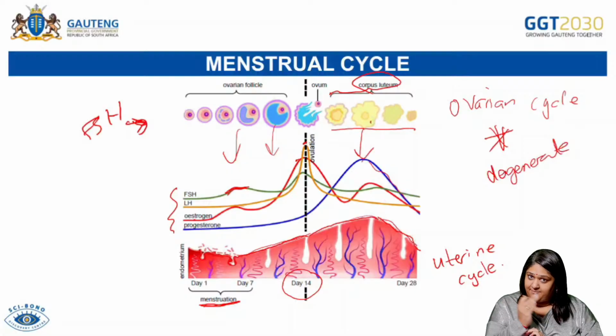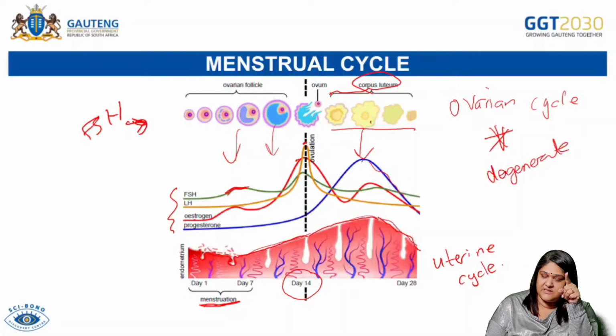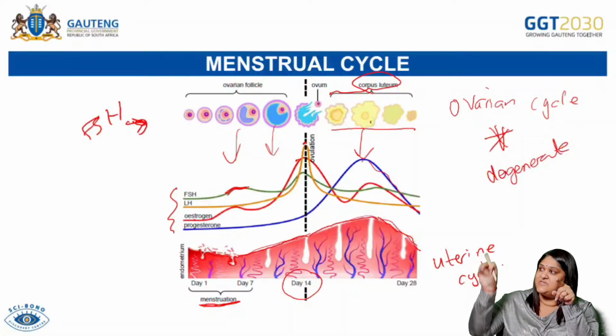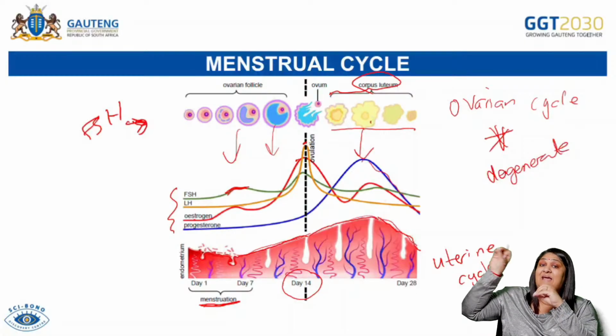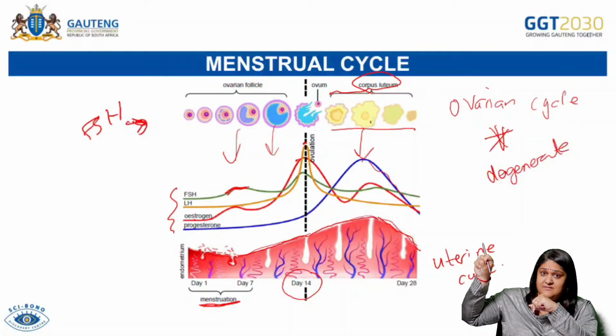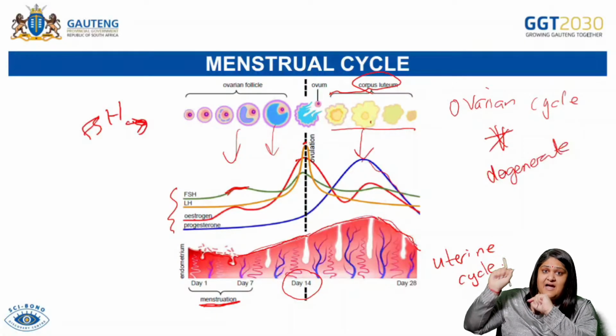Now, let's back it up. Go back to day 14. Once the ovum has been released, now it's sitting in the fallopian tube. Now it gets fertilized. Okay, now it gets fertilized. Now what's going to happen? Implantation has to occur, right?